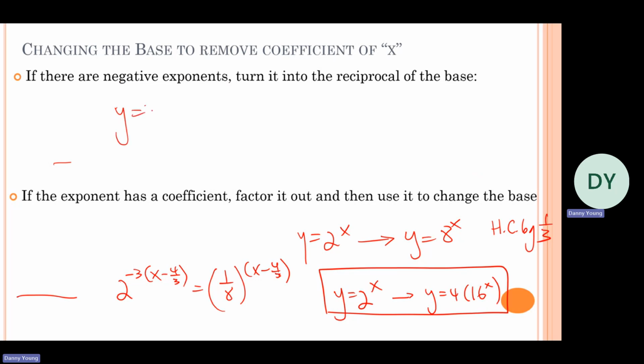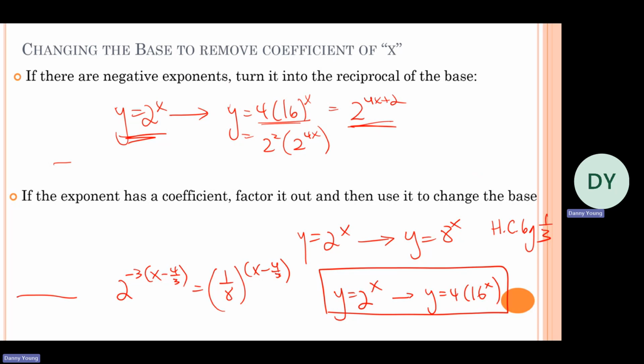Y is equal to 2 to the power x. It's changed to y is equal to 4 times 16 to the power x. How can you rewrite this whole thing? Good. You change everything to base what? Okay, so 2 to the power 4x, is that right? So therefore it becomes 2 to the power 4x plus 2. So what are the transformations to go from here to there? There's two choices, right? You either shift and then expand or compress, or you expand or compress and then shift. What do you guys want to do first?